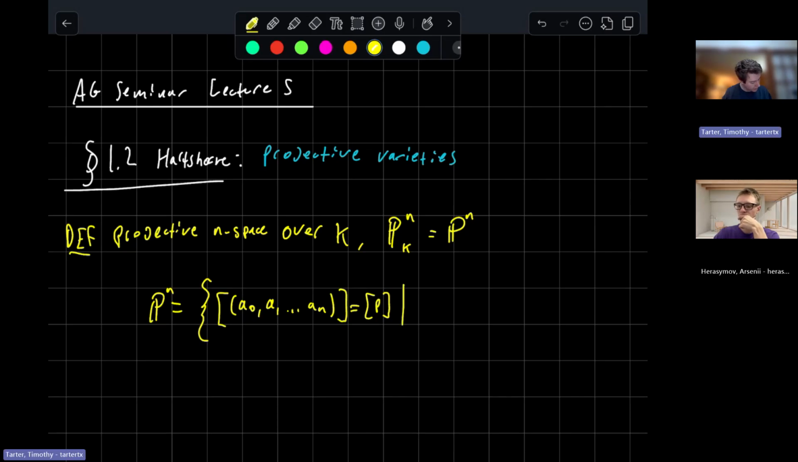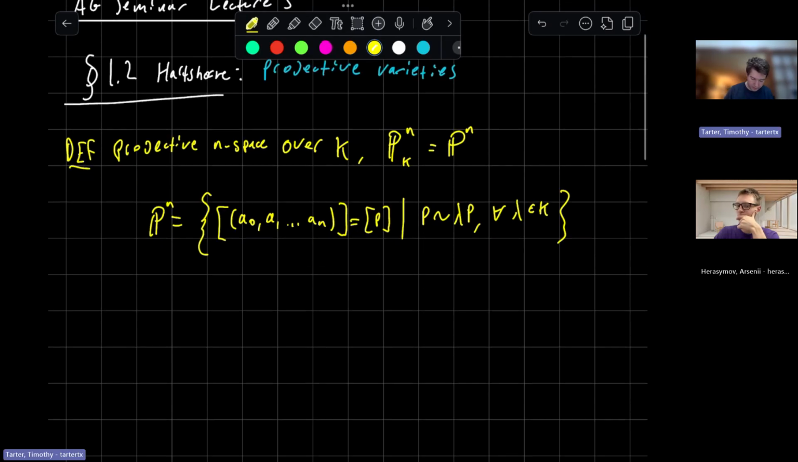Such that P is similar to, congruent to, lambda P for all lambda in K. Oh, and then also not all 0. And so this is not a very clear thing.